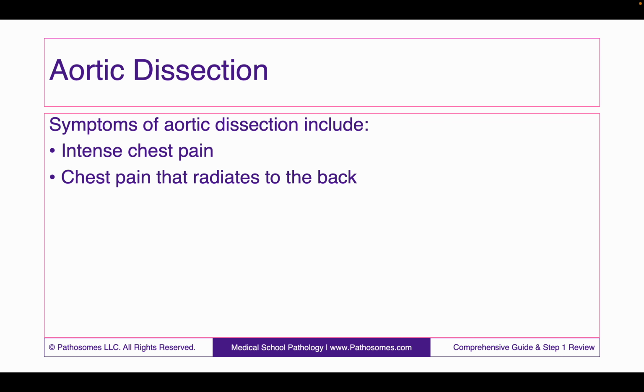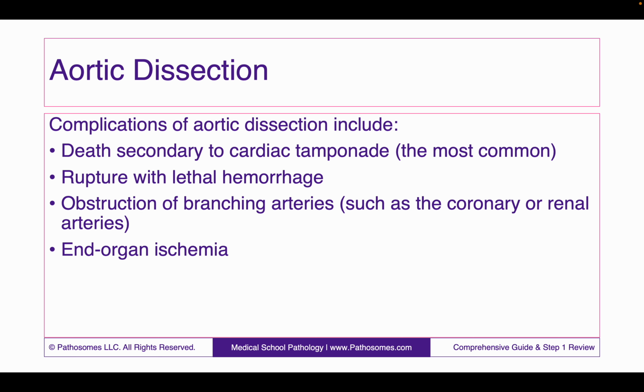Now, symptoms of aortic dissection include intense chest pain, right? That should be on the differential for intense chest pain. And chest pain that radiates to the back, right? Complications of aortic dissection include death, right? Secondary to cardiac tamponade, and that's the most common. Could also have rupture with lethal hemorrhage, or obstruction of branching arteries such as the coronary or renal arteries, leading to end organ ischemia.